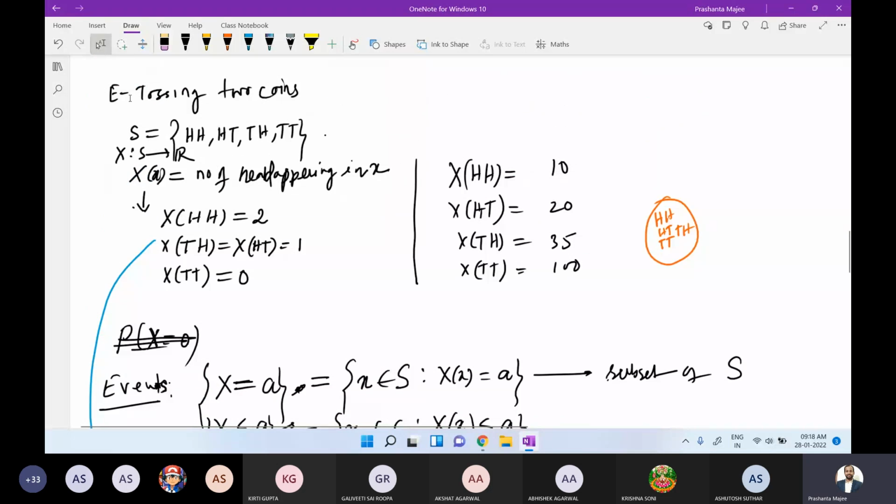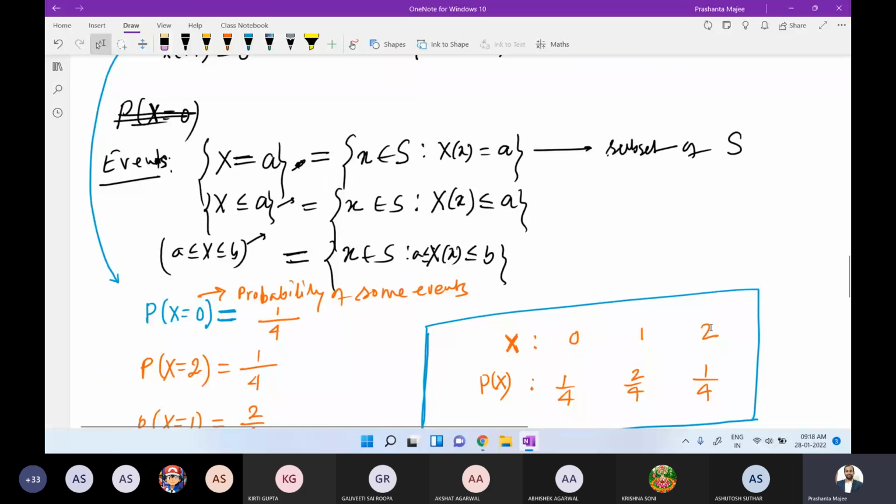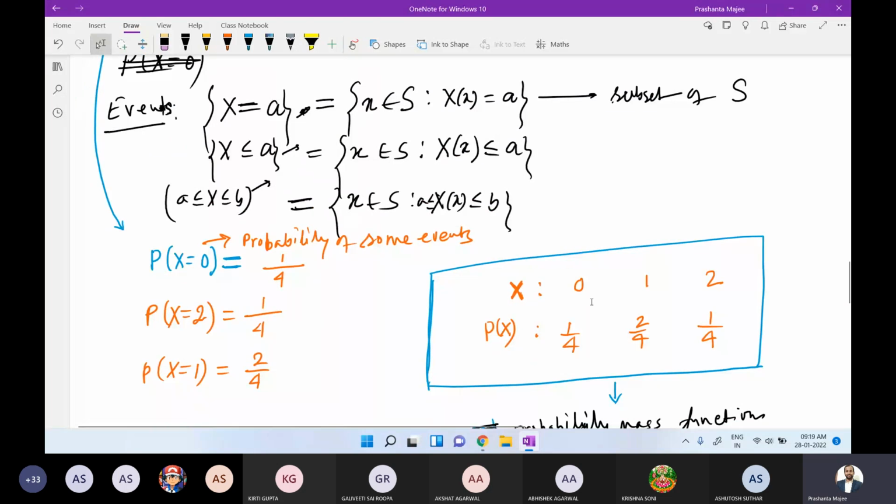We are tossing two coins together, S is the sample space and X is a random variable from S to R. How is the random variable X defined? Number of heads appearing in each possible outcome. So X of HH is 2, X of TH and X of HT equal 1, and X of TT equals 0. So this is the random variable X, which takes the possible values 0, 1 and 2. And what are the corresponding weightages for taking those values?